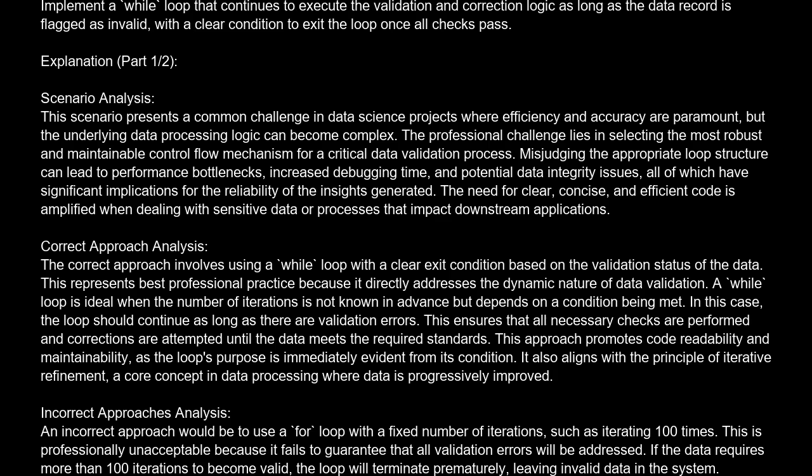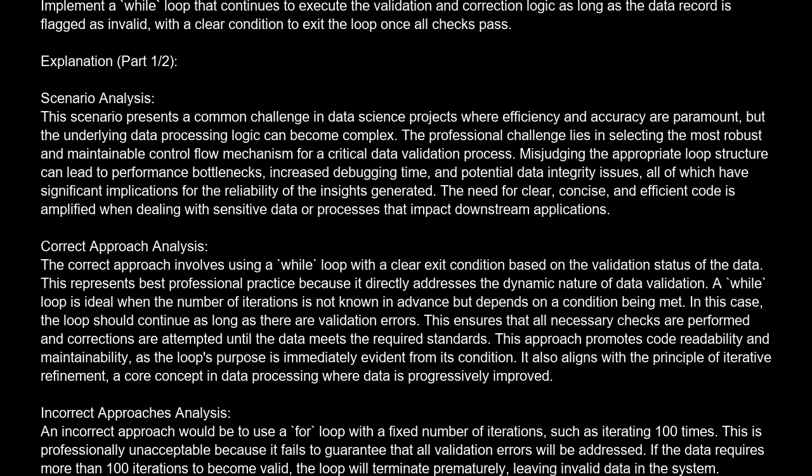Correct approach analysis. The correct approach involves using a while loop with a clear exit condition based on the validation status of the data. This represents best professional practice because it directly addresses the dynamic nature of data validation. A while loop is ideal when the number of iterations is not known in advance, but depends on a condition being met. In this case, the loop should continue as long as there are validation errors. This ensures that all necessary checks are performed and corrections are attempted until the data meets the required standards.